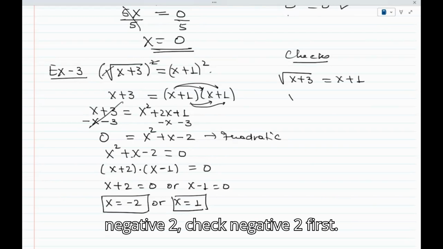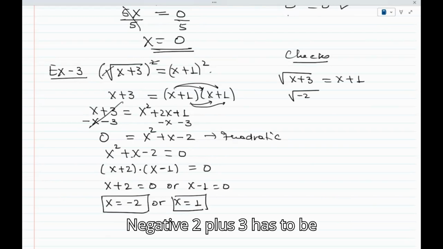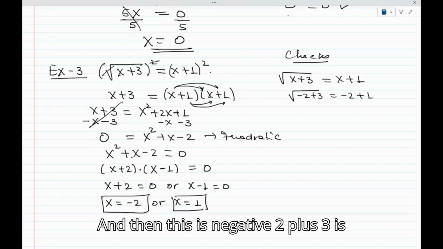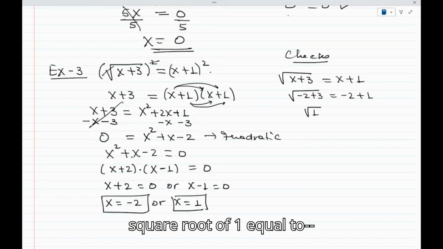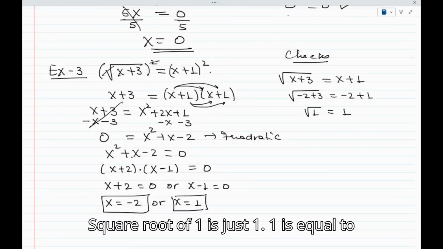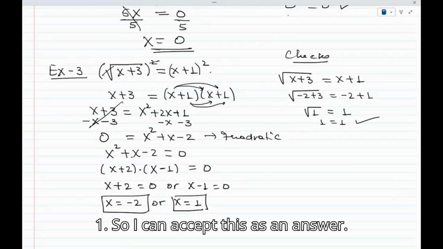Check negative 2 first. The square root of negative 2 plus 3 must be equal to negative 2 plus 1. Negative 2 plus 3 is the square root of 1, equal to negative 2 plus 1, which is just positive 1. The square root of 1 is just 1, so 1 is equal to 1. I can accept this as an answer.